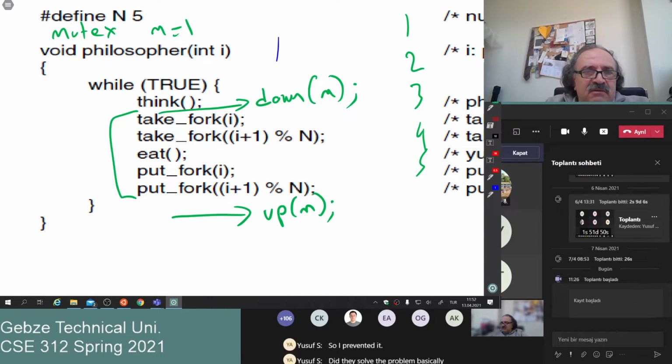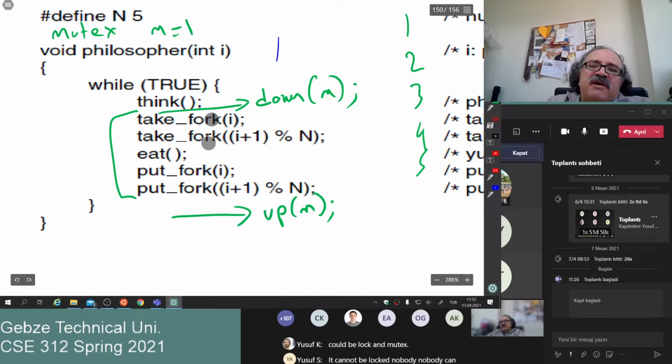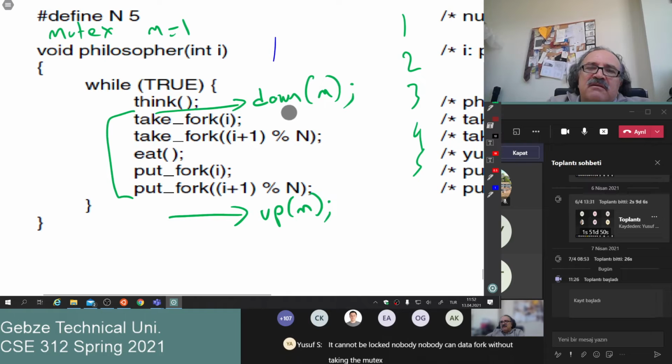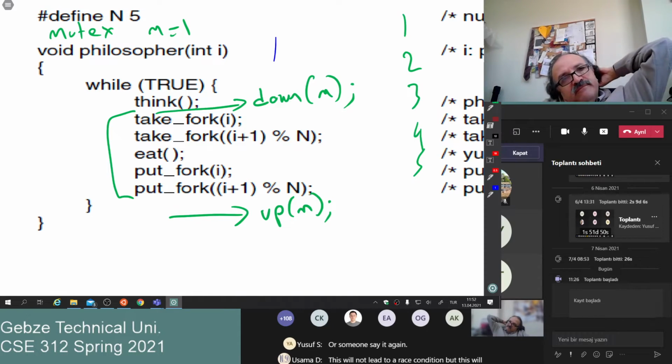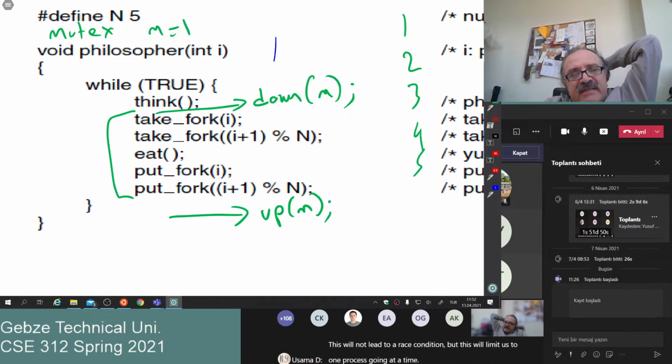No. A process may take the mutex and try to take the fork, but nobody can take the fork without taking the mutex. Yes, this will not cause a race condition, but this will only limit us to one process working at a time. Did everybody hear that? Osama, say it again. This will not lead to a race condition, but this will limit us to one process going at a time. Did everybody understand that?